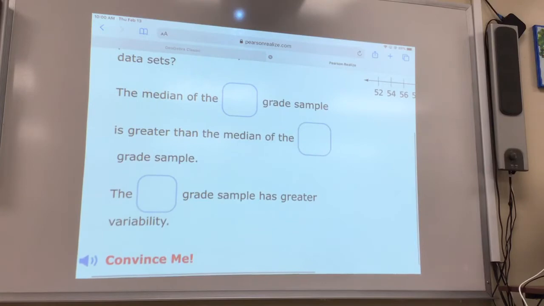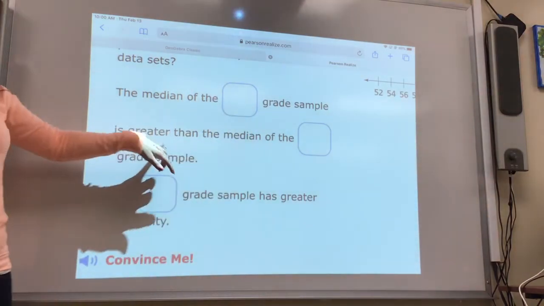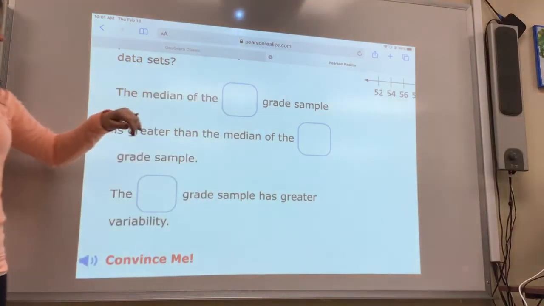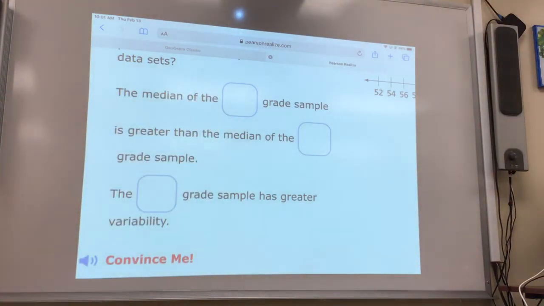So if we want to answer these questions, it said that the median of the blank grade sample is greater than the median of the blank grade. Which one was greater? 7th. So the median of the 7th grade sample is greater than the median of the 6th grade sample. Second question, the blank grade sample has greater variability. That was 7th grade. Okay.